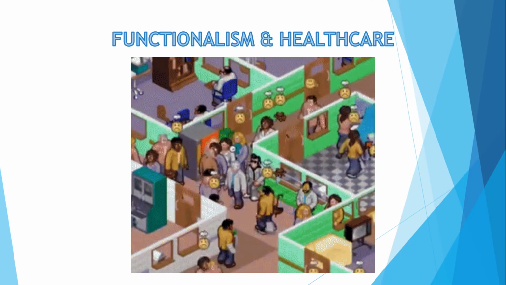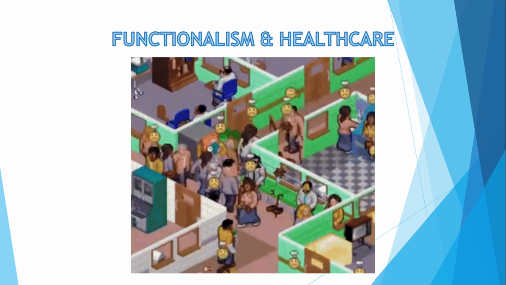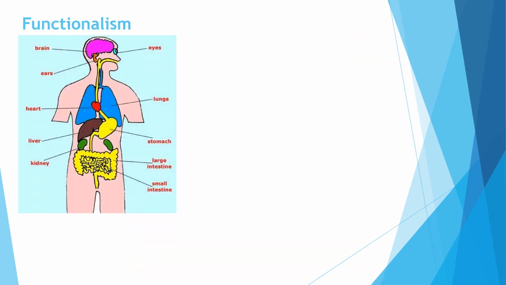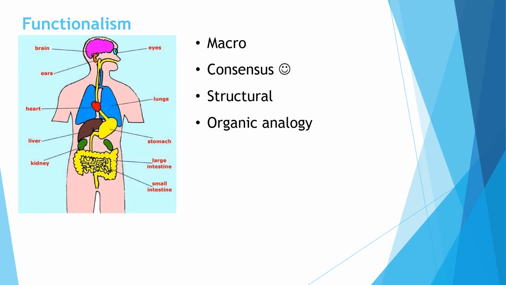So let's go into functionalism in a bit more detail and look at what they say about healthcare. Functionalism as a theory, to sum up, is macro, it looks at the whole of society. It's a consensus approach, so we all agree, we all share norms and values, we all get along. It's a structural theory, so again, society is structured, it's designed, and we are influenced and controlled by that structure.